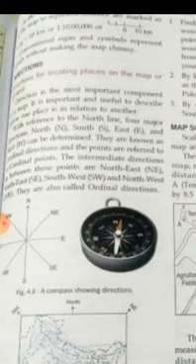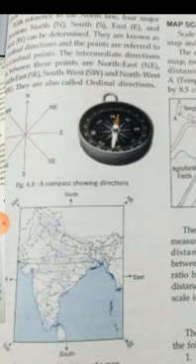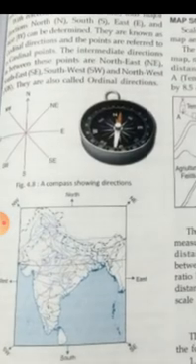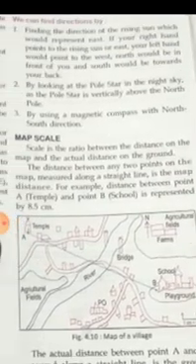A diagram showing a compass. Here you can see a picture of a compass that's showing directions north and south. And below that you can see a map. It shows all the directions: north, south, east, west, northeast, southeast, southwest and northwest. So in any map you can find directions by marking the north line.